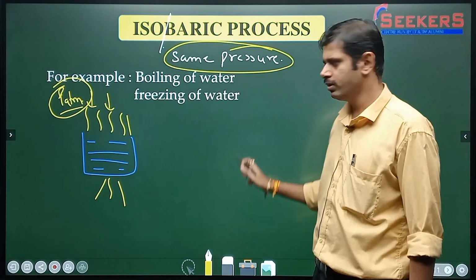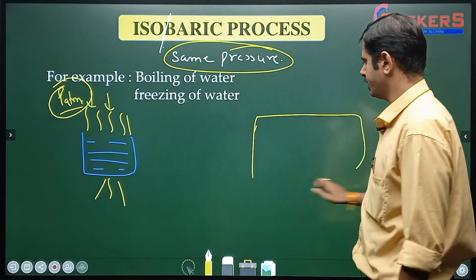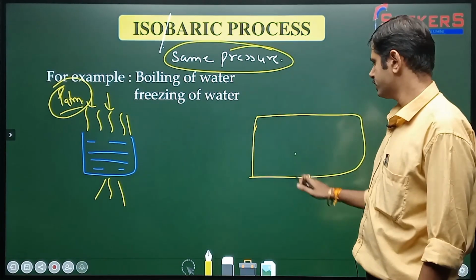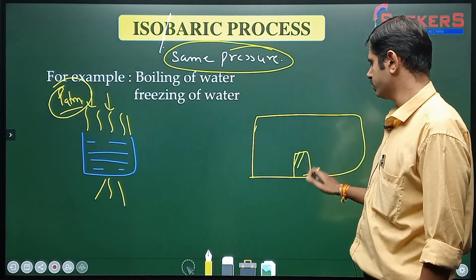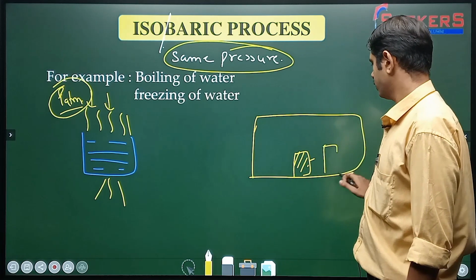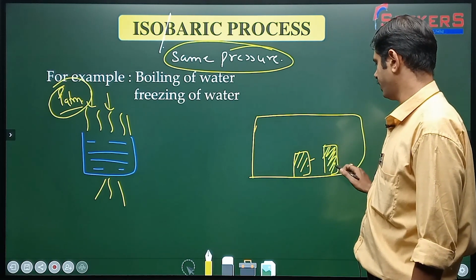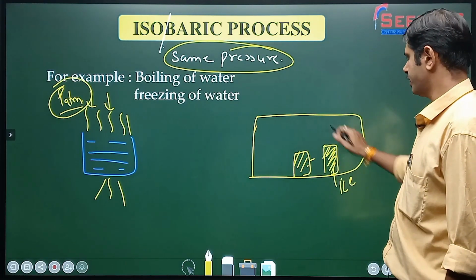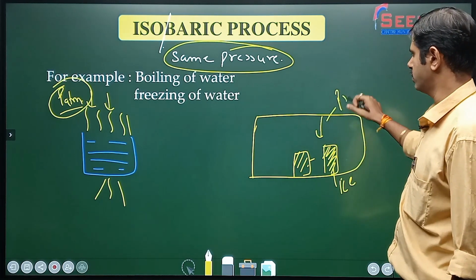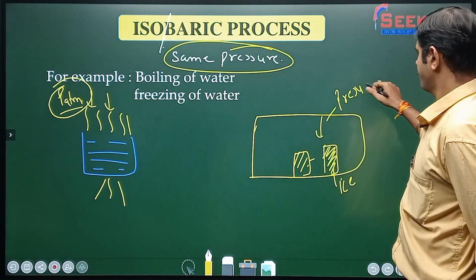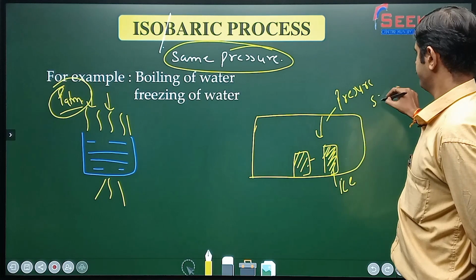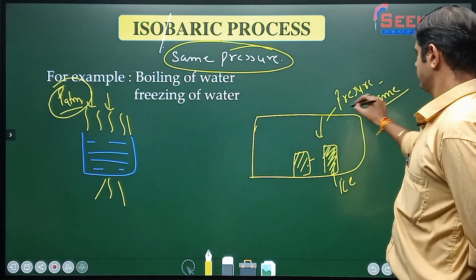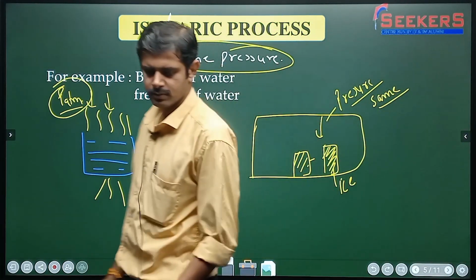Same with freezing of water. You are freezing water in a refrigerator. Pressure will always remain constant. Here you have water, and this water will become ice. But the pressure will always be the same over here.